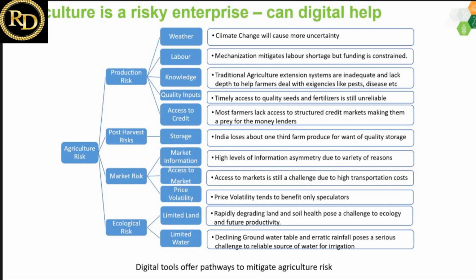Knowing exactly when thunderstorms are coming and where hailstorms are coming, and how to protect, can reduce losses during flushing or during drying. So timely weather forecasting is important. Climate change will cause more uncertainty. That is important. Labor: yes, mechanization mitigates labor shortage, but funding is constrained.